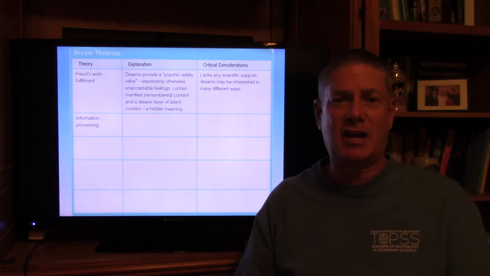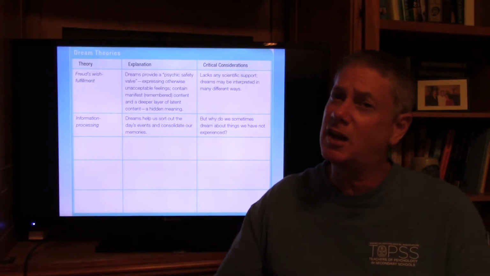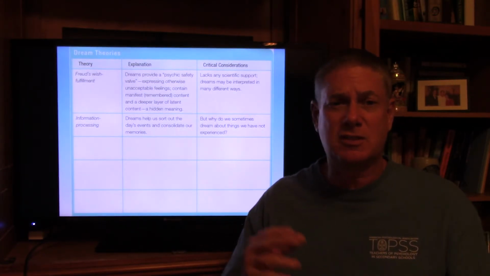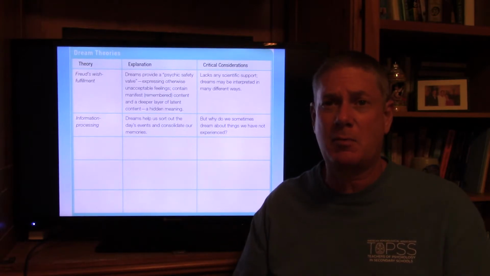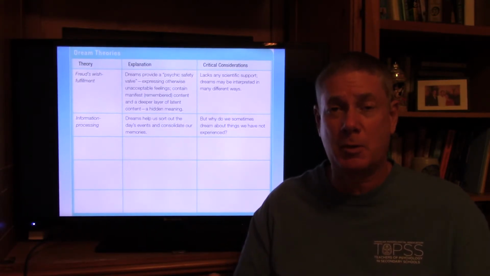In looking at the second theory, we have something called information processing. The idea is we take in a lot of information during the day, and so at night we basically process this information, consolidate our memories. If you remember, that was one of the theories of why we sleep, for example, memory consolidation.